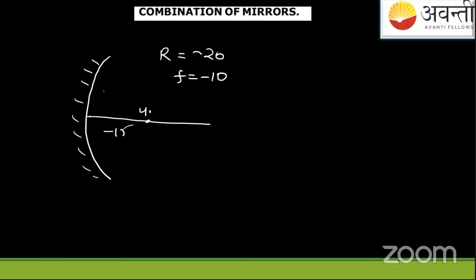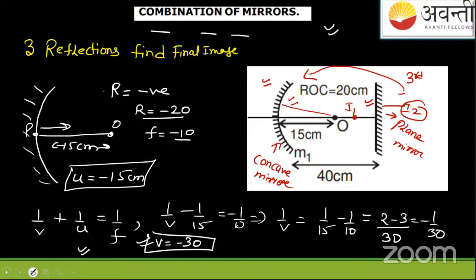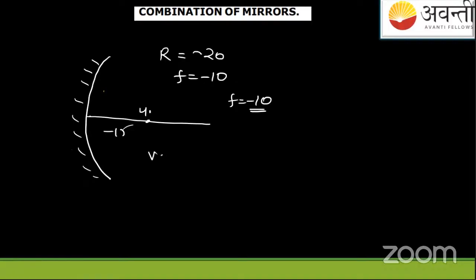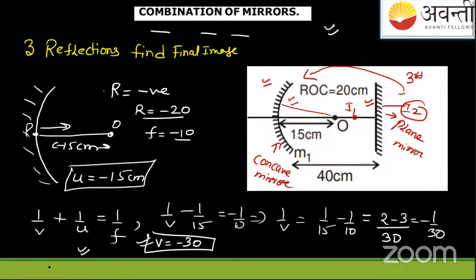Okay, so focus is minus 10. Fine. When we solve, what image are we getting? V equals to minus 30. That is this. So if you see in the image, this plane mirror is at 40 centimeter distance from the concave mirror. And the image is at 30 centimeters, so it is here. So the gap remaining is 10 centimeter.